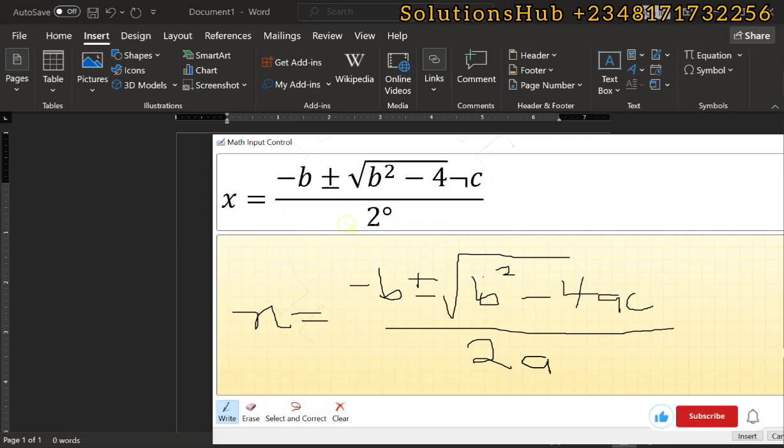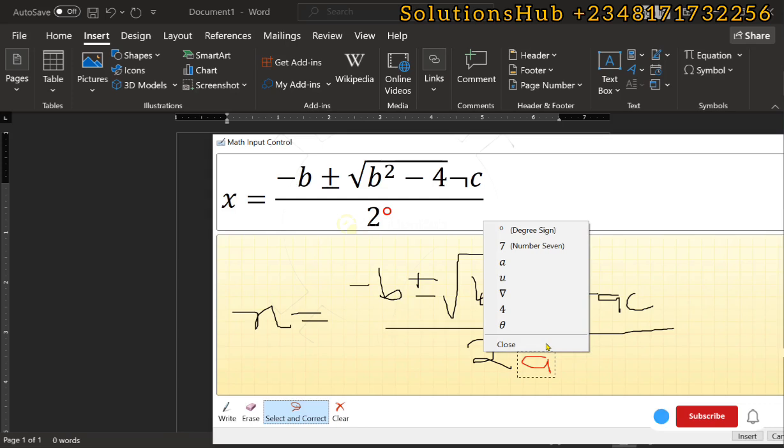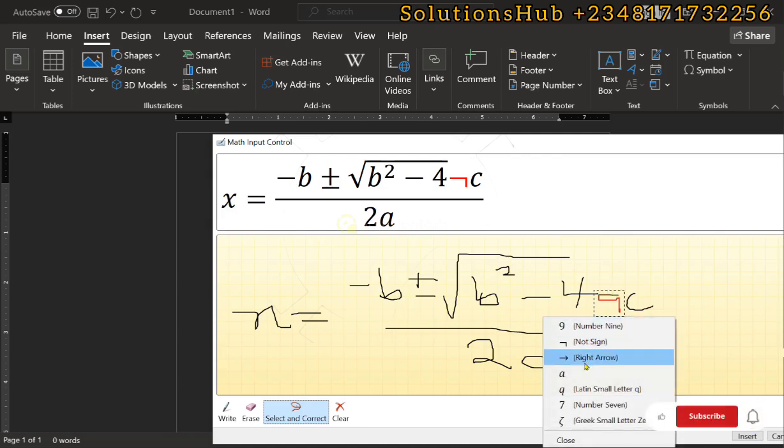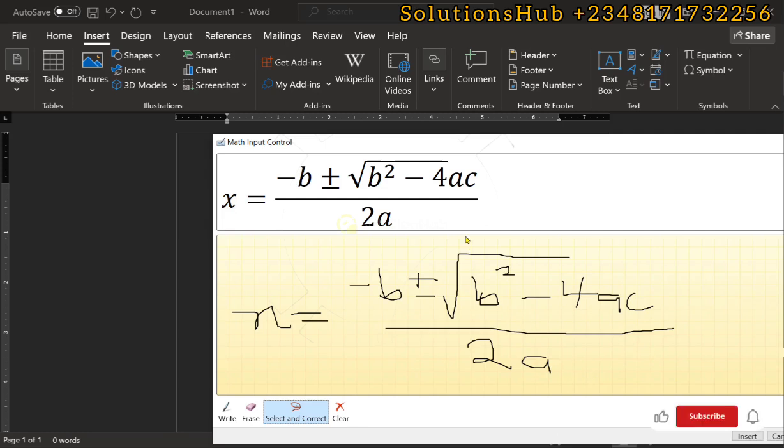So we can decide to use Select and Correct. We can select this, which is being seen as degrees, and then there is a preview. What do we intend to write? We intend to write A. So you now see that it has been corrected. Similarly, this A was also seen wrongly, so we can select that, and instead of using the not sign, we use A. So we now have 4ac.